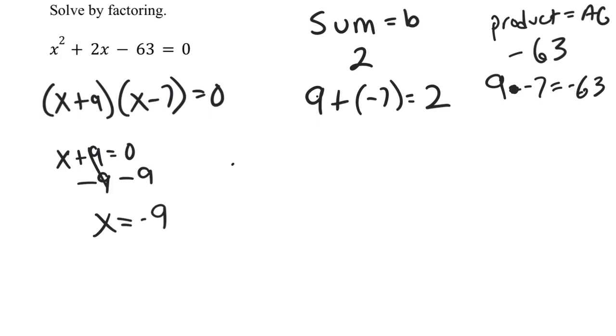And then over here I have x minus 7 equals 0. I'm going to add 7 to each side. And x will equal positive 7. So that's how you factor and solve by factoring.